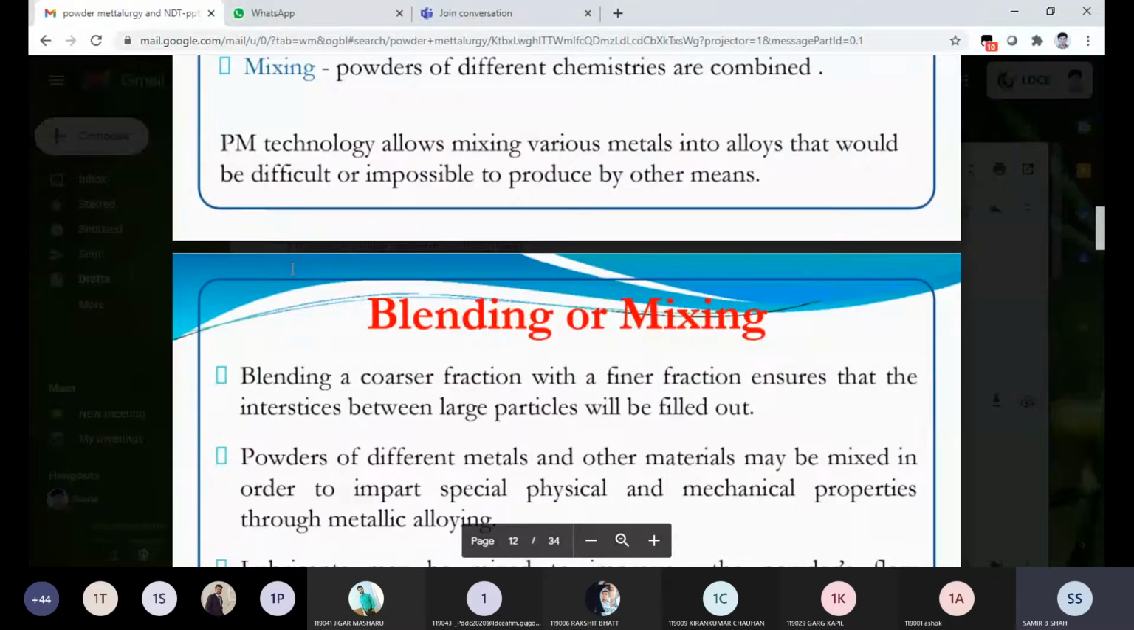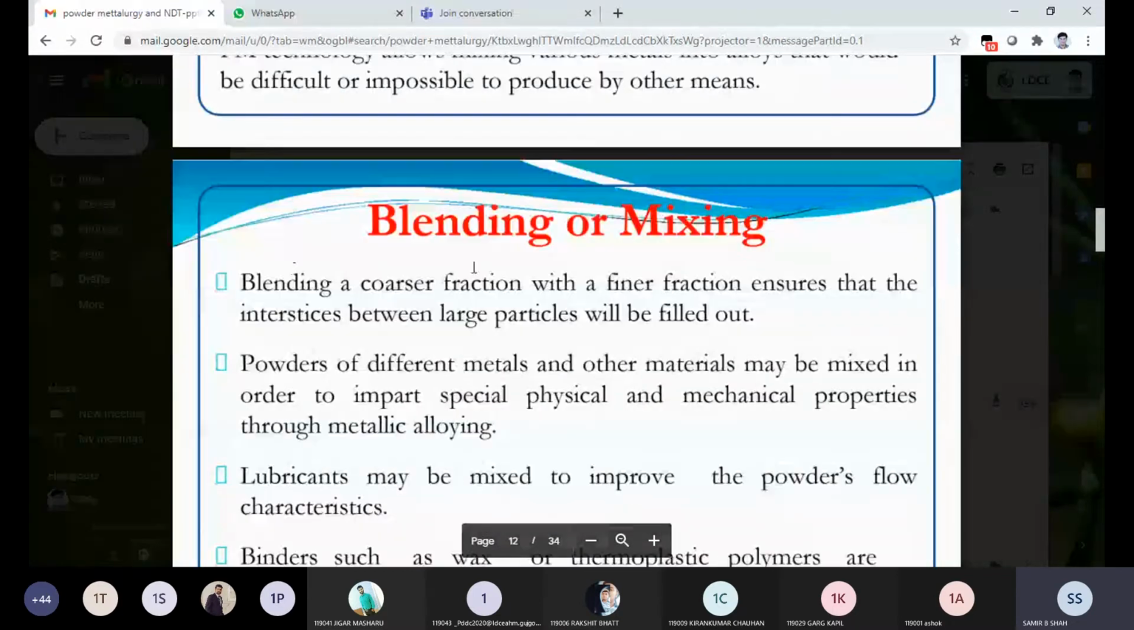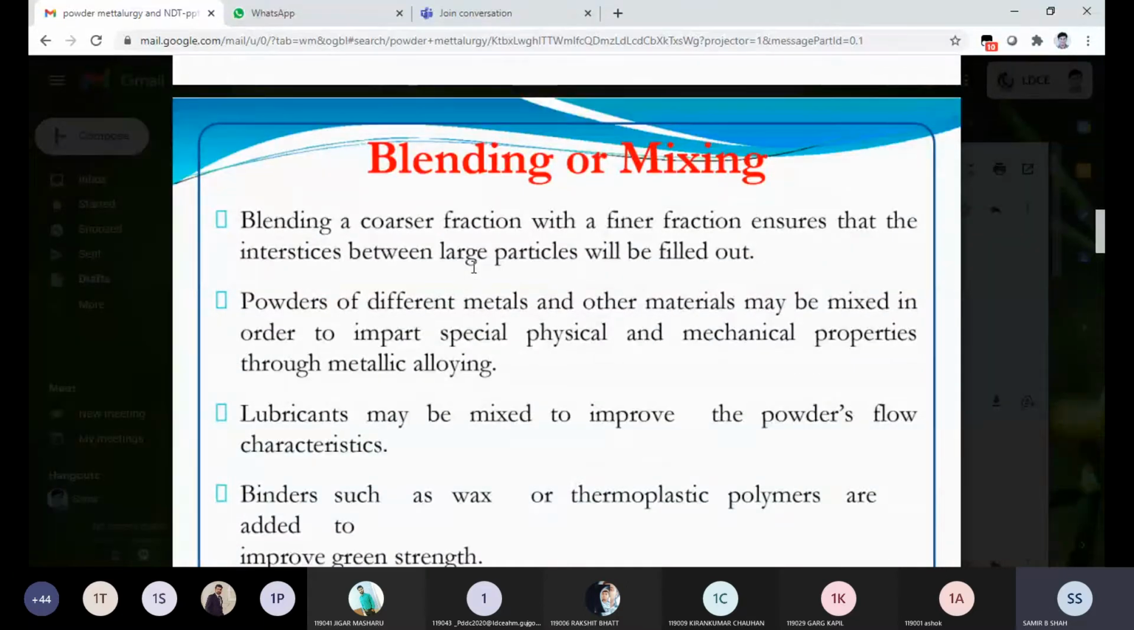Blending a coarse fraction with a finer fraction ensures that the interstices between large particles will be filled. Coarser fraction means the particles may be near to each other. So what happens with the help of blending? The particles come near to each other. Powders of different metals and other materials may be mixed in order to impart special physical and mechanical properties through metallic alloying. Lubricants may be mixed to improve the powder's flow characteristics.